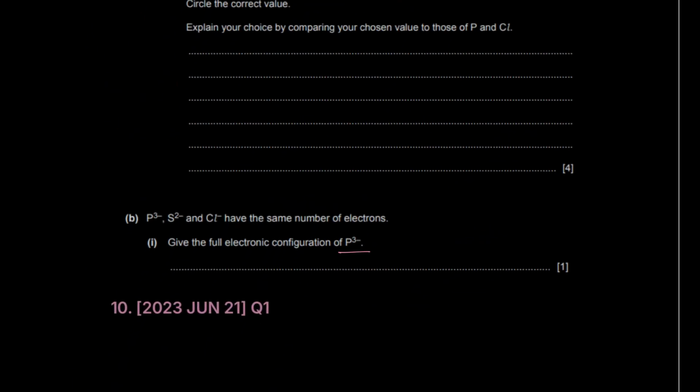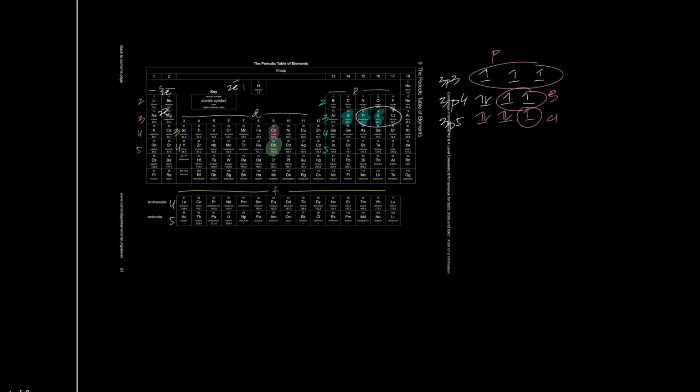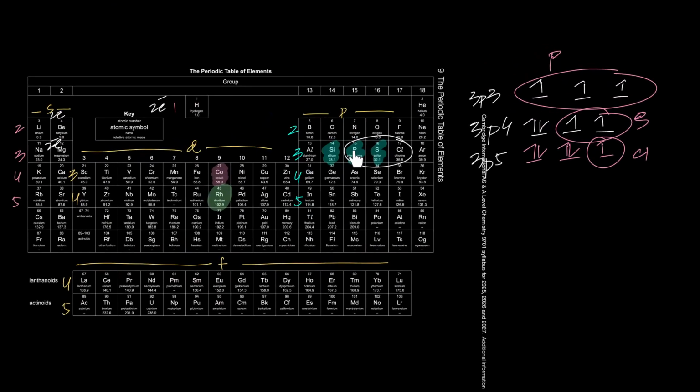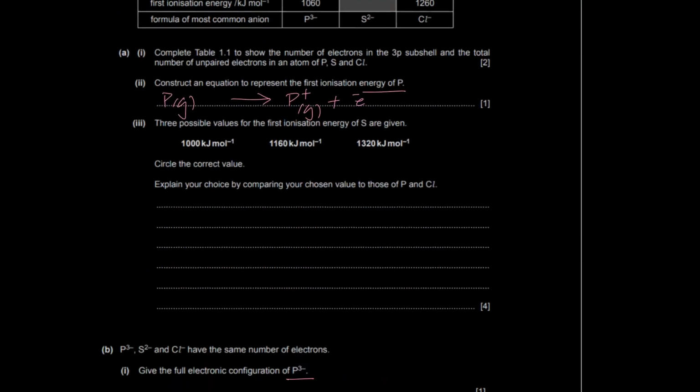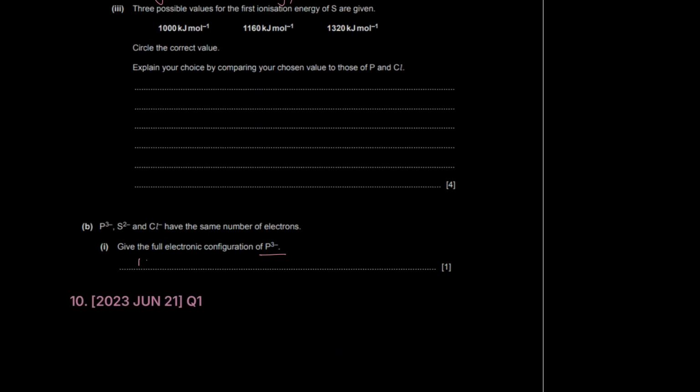Full electronic configuration of P3 minus. P3 minus means you go from this to 1 more electron, 1 more electron, 1 more electron. So the electronic configuration should be the same as argon. Argon has 18 electrons, right? So 1s2, 2s2, 2p6, 3s2, and 3p6. That's it.